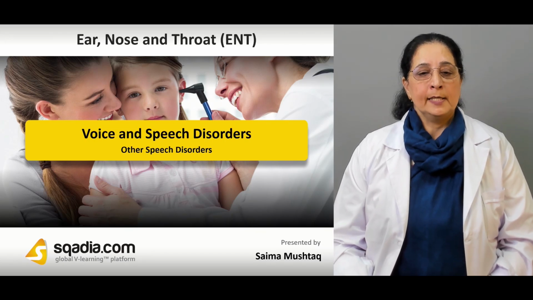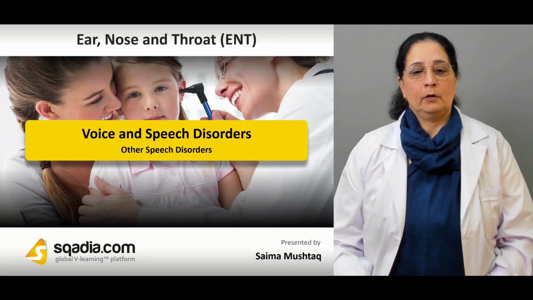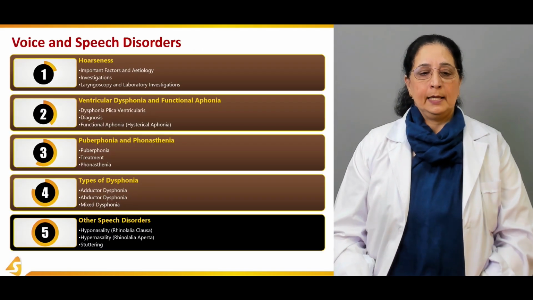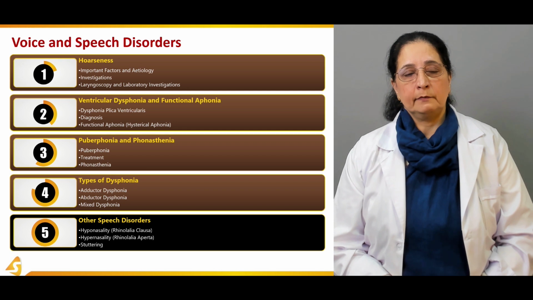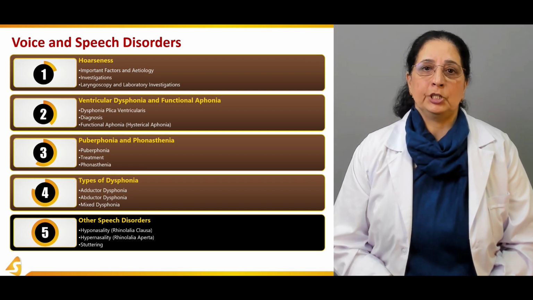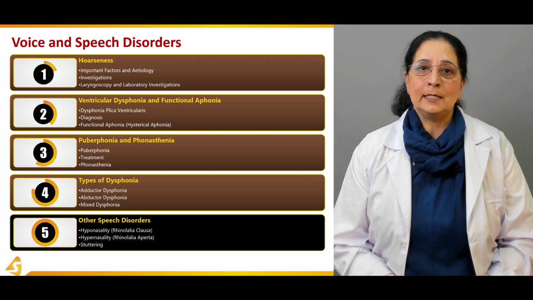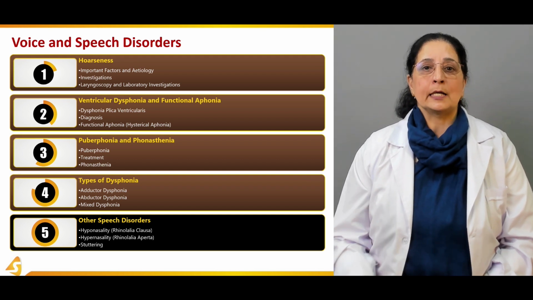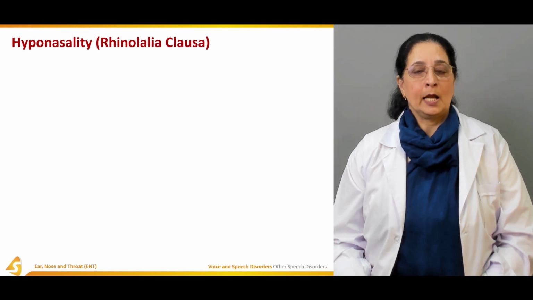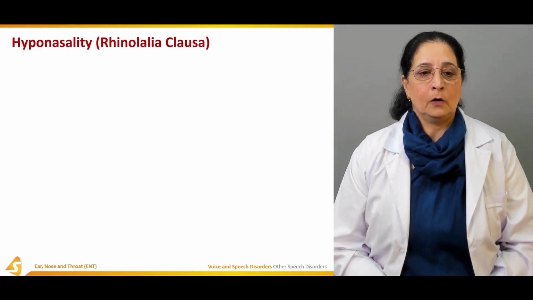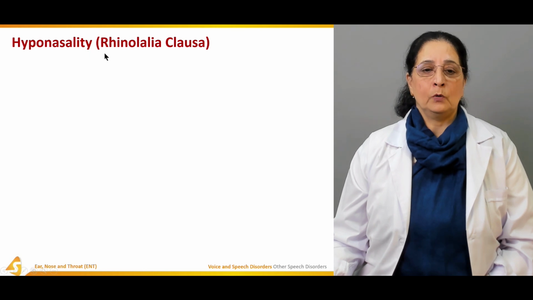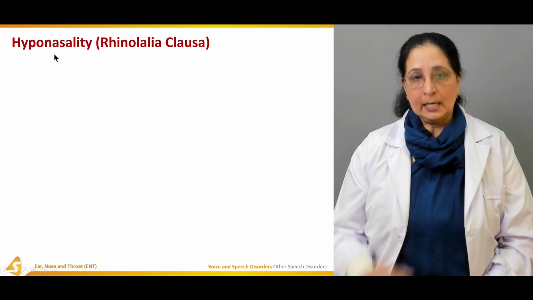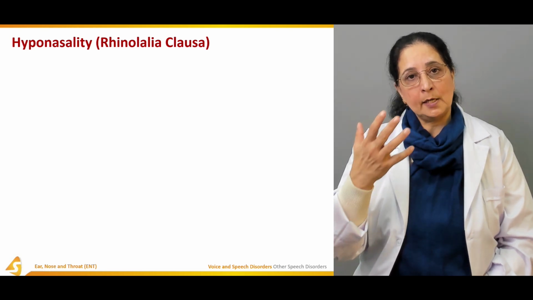In the fifth and final section of our lecture, now we will talk about some other speech disorders. And these speech disorders which we will discuss in this section will be hyponasality, hypernasality, and also stuttering. So first, hyponasality, also known as rhinolaryngoscopy. So hyponasality, hypo means low, hyper is high.